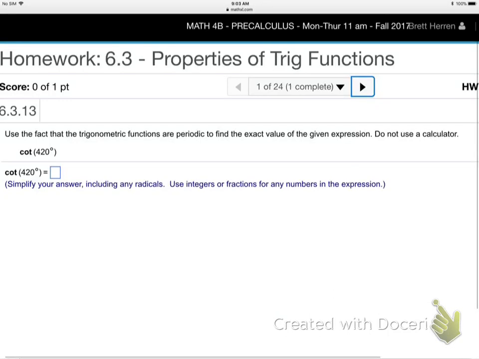6.3. Properties of trig. So it's trig from this point forward, as I've mentioned before. It's trig, trig, trig. Nothing but trig is left for us.